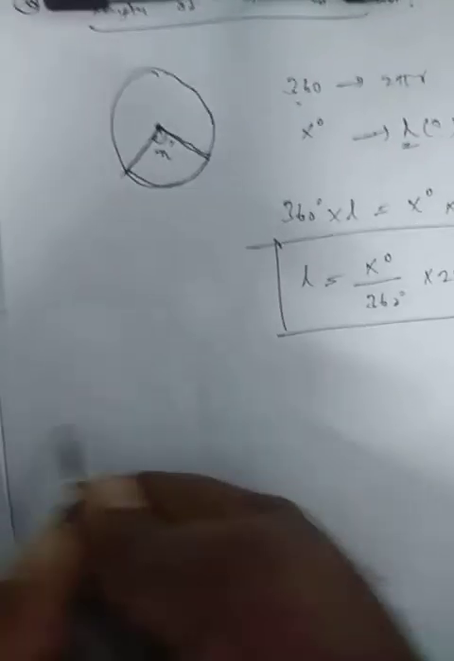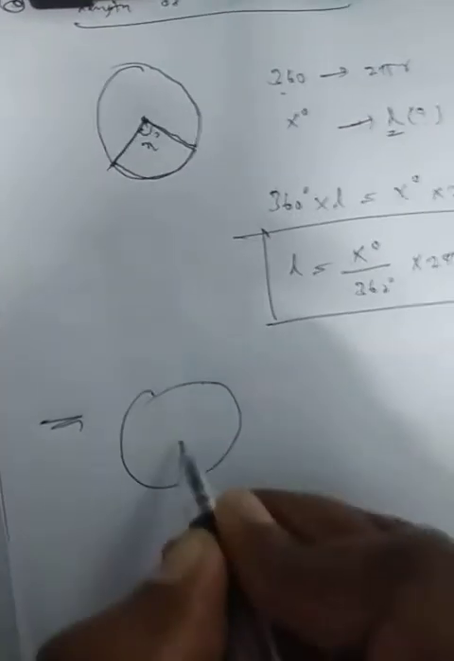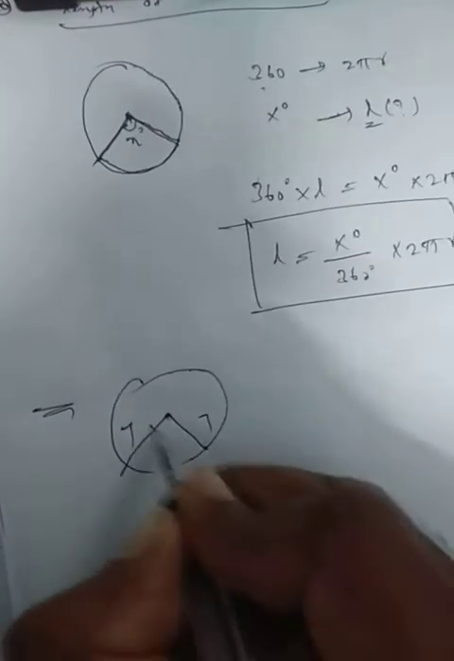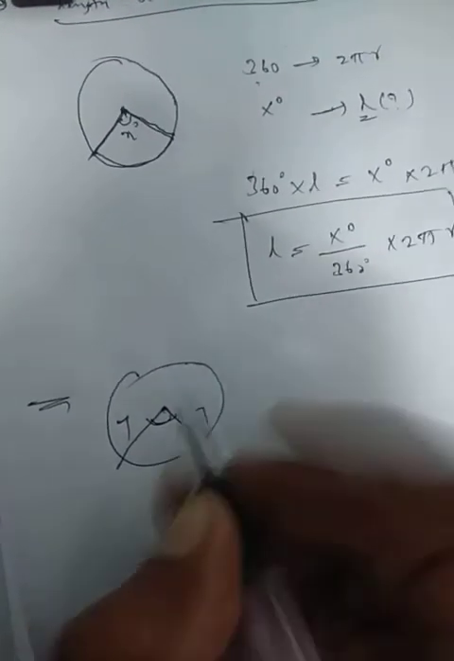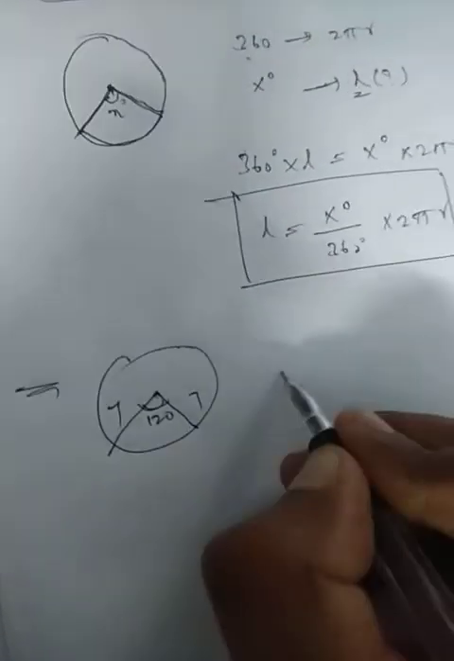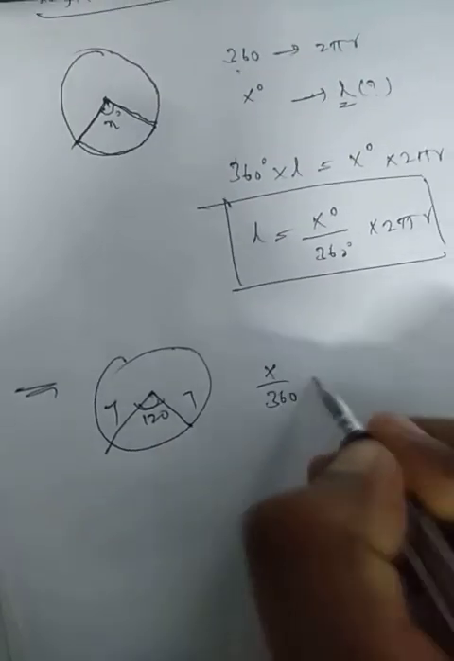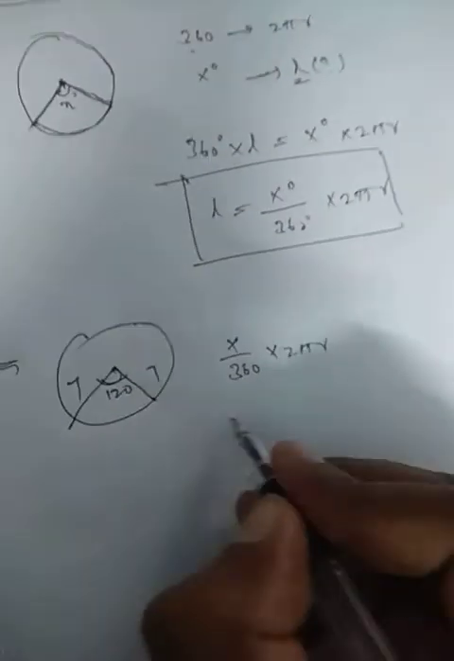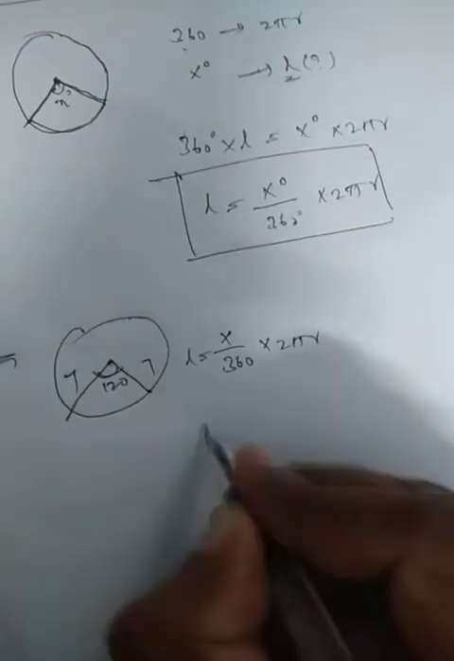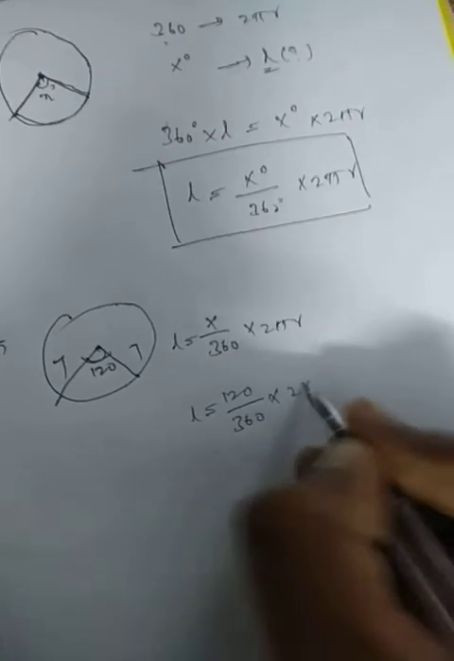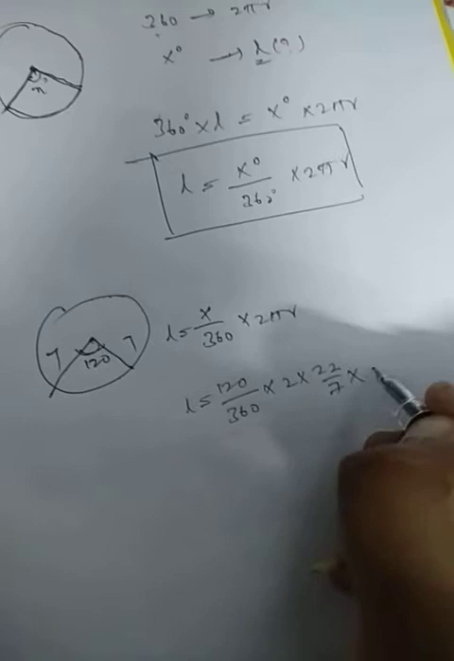For example, find the length of the arc in the following question. The radius is 7 centimeters and it is making an angle of 120 degrees at the center. So what is the principle? x by 360 into 2 pi r. So the length of the arc L is equal to 120 by 360 into 2 into 22 by 7 into radius 7.